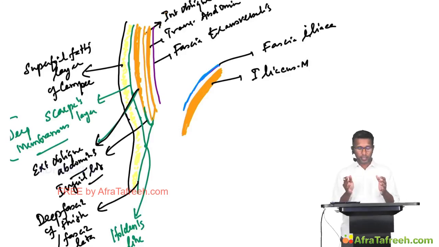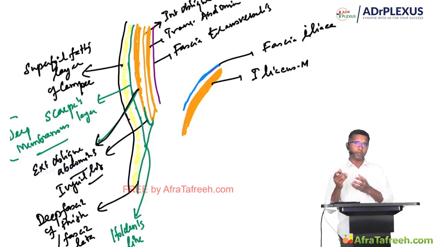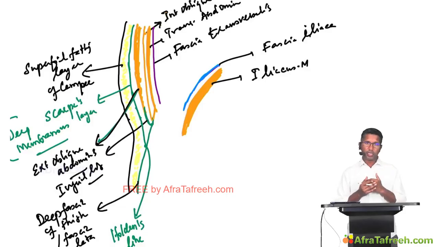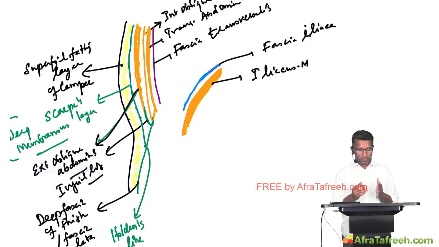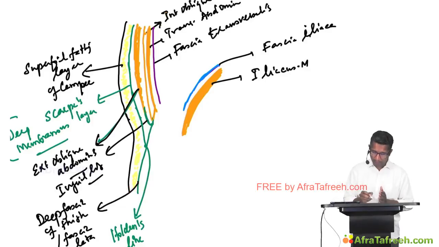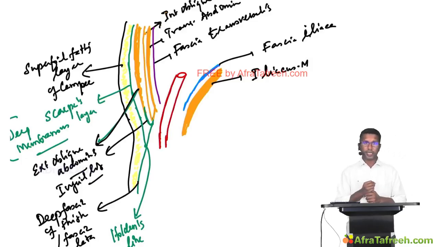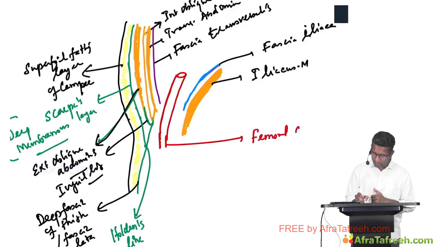Now running in between these two areas are the contents of the abdomen, and the contents of the abdomen can enter into the thigh region through a space between the inguinal ligament and the pubic bone. Through this space the contents of the abdomen can enter, and one such content which enters from the abdomen into the thigh is the femoral artery.